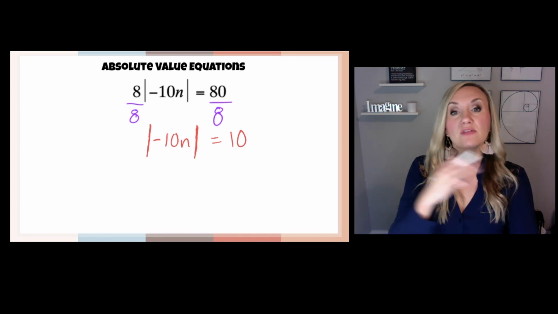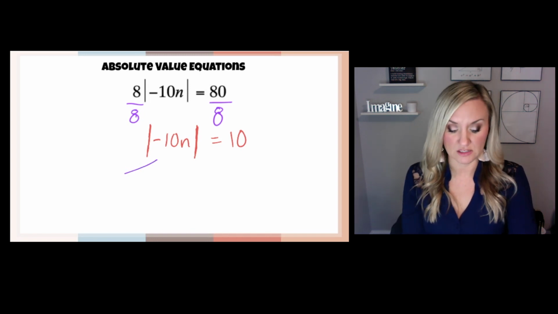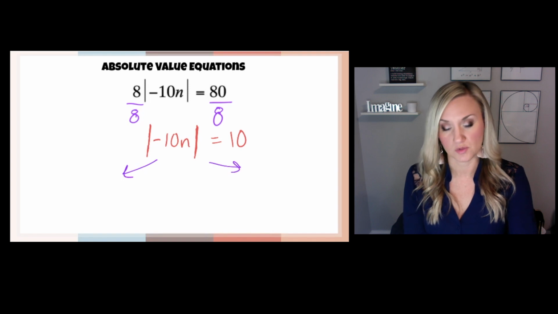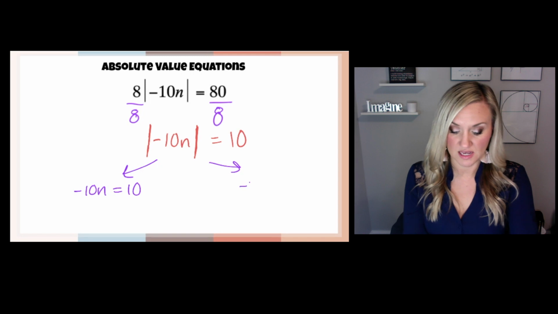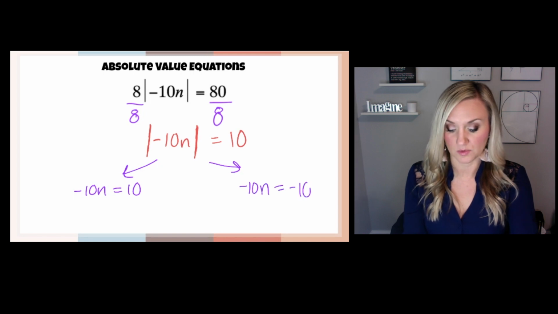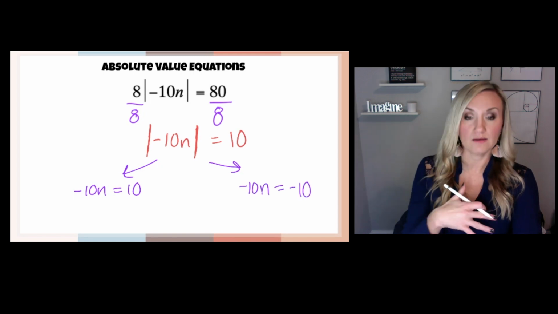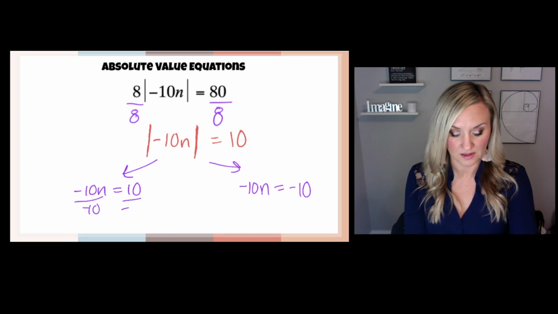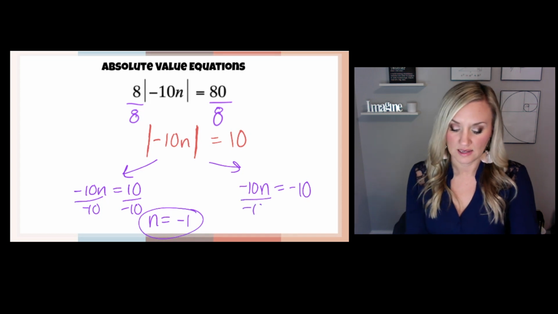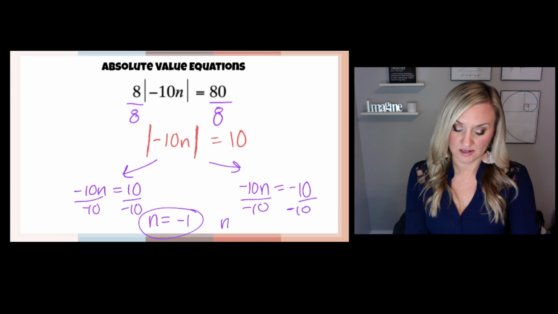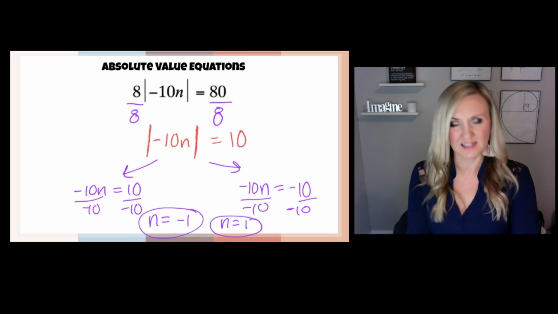So now I have the absolute value bars by themselves, and so now I can break them up into two separate equations. So I would say negative 10n equals a positive 10, and negative 10n equals a negative 10. Now divide by negative 10 on each side, and we have our two possible answers that will work with this equation. So n can be negative 1, and let's divide by negative 10 here. And, oh, keep the negative, and n can be a positive 1. That's cool how that worked out.